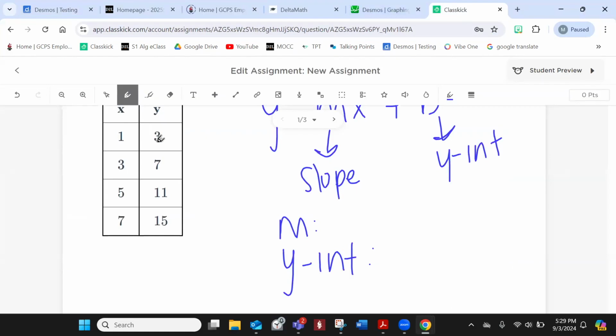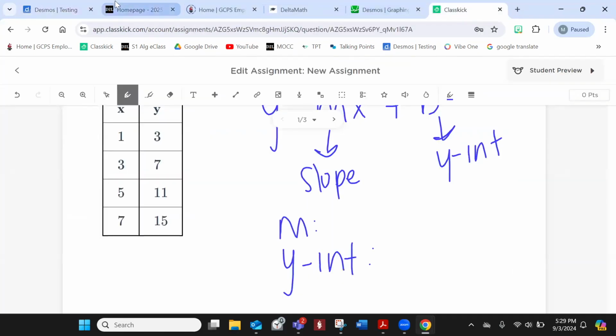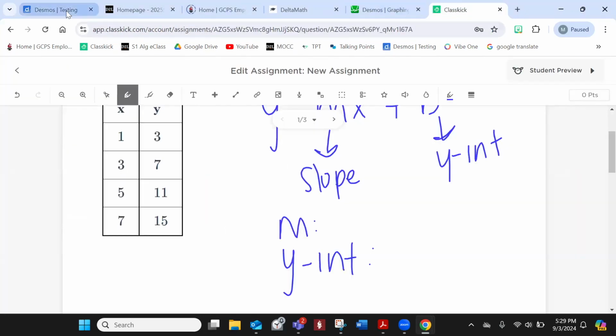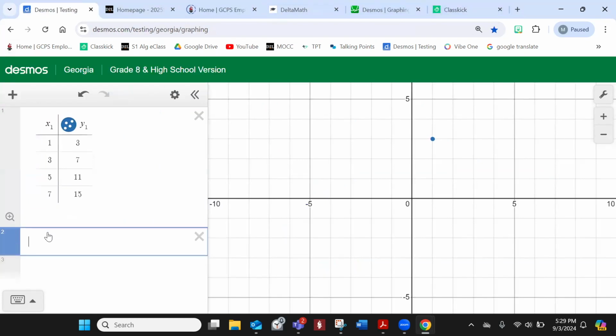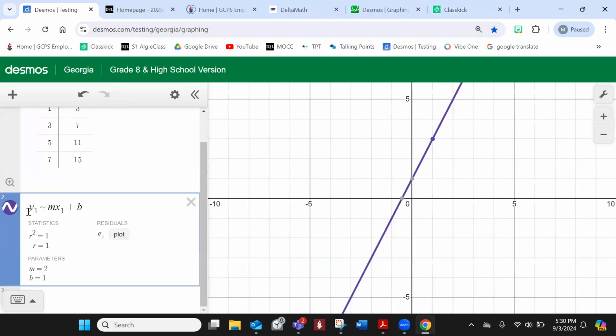All right, so I want to do 1, 3, 3, 7, 5, 11, 7, 15. If I hit the plus sign, hit table, 1, 3, 3, 7, 5, 11, and then 7 and 15. All right, then from here, I want to go to the next line and hit y1, tilde, mx1, and then plus b. When I do that, it gives me m is 2 and b is 1.